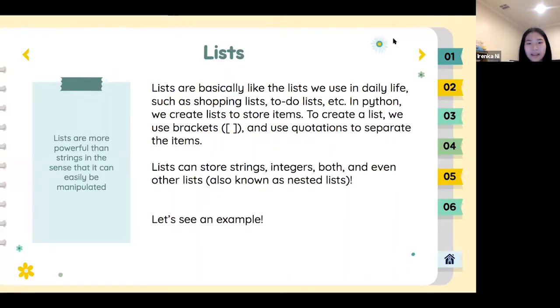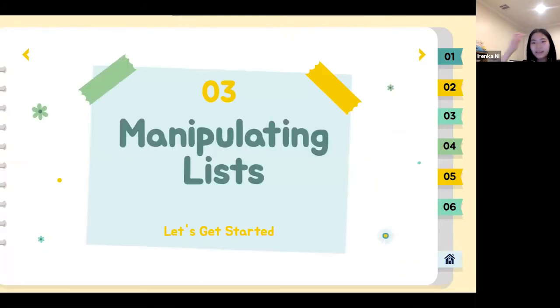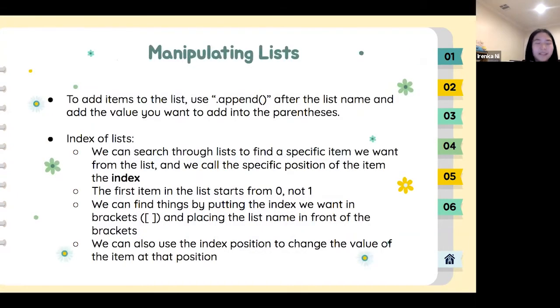Now we're going to move on to why they are more powerful than strings: manipulating lists. That basically means how you change lists. If you wanted to add an item to the list, you would use dot append and then parentheses after the list name, and you can add the value you want to add inside of the parentheses. We'll see that in a little bit.